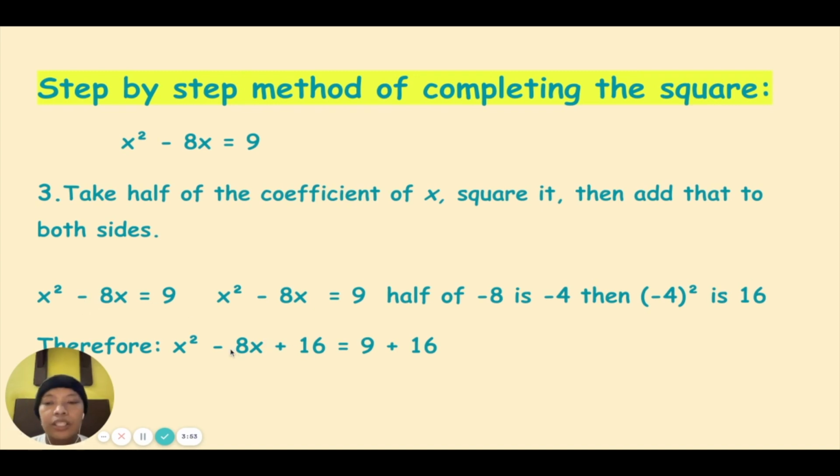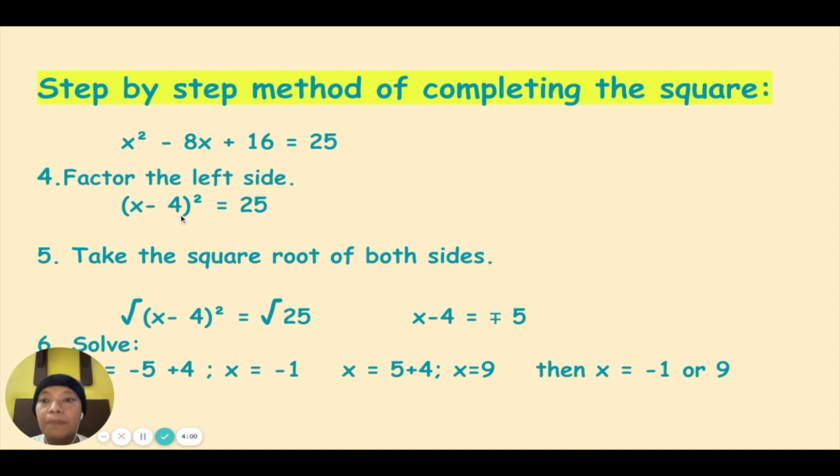So okay? Meron na po kayong perfect square dito sa x squared minus 8x plus 16. Ngayon, i-factor nyo na po yung left side. Then you perform the operation on the right: 9 plus 16, kaya po siya naging 25. So factor nyo po yung x squared minus 8x plus 16. This is a perfect square po yan.